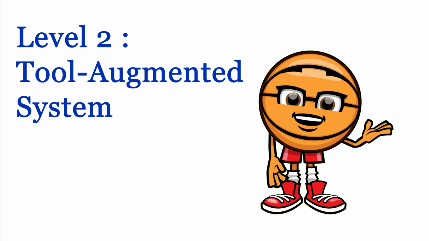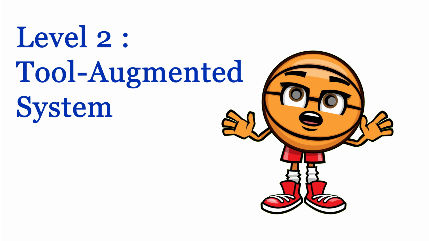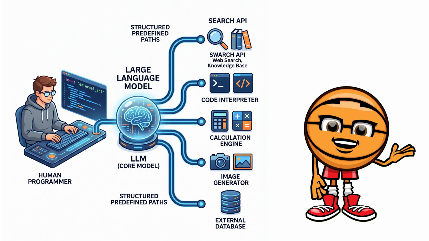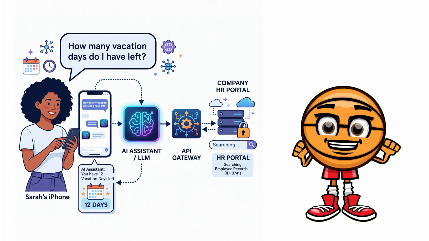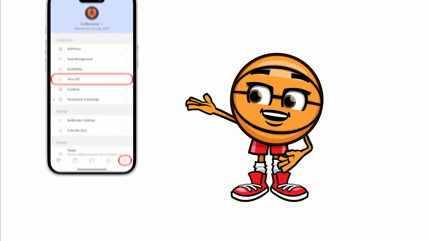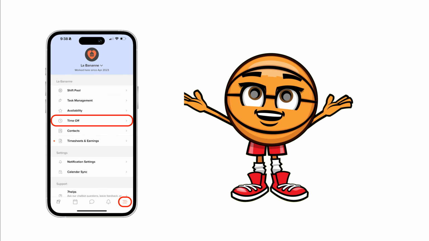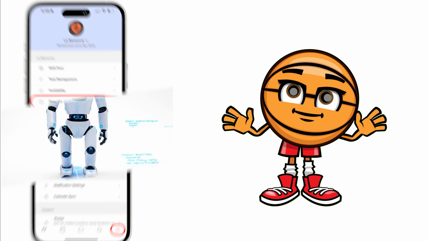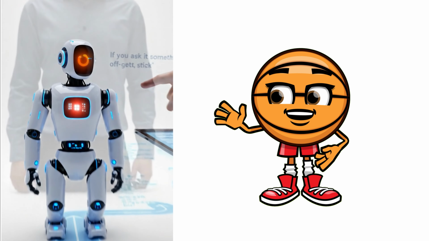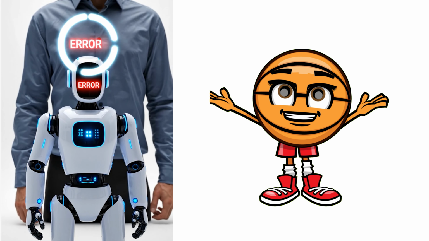Level 2 is an AI workflow or tool-augmented system. Here, a human programmer hooks the LLM up to external tools via predefined paths. You can now ask, how many vacation days do I have left? And the system uses an API to check your HR portal. You could even click a button to request time off, but here's the catch. The AI is only following a strict hard-coded map written by a human. If you ask it something off script, it gets stuck.